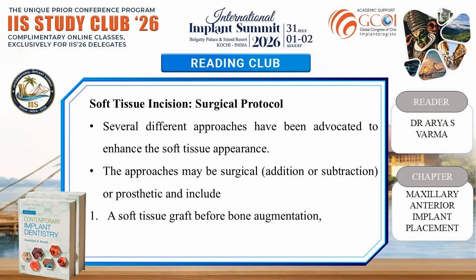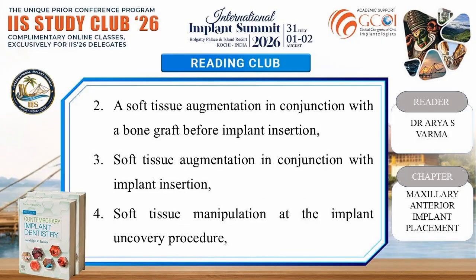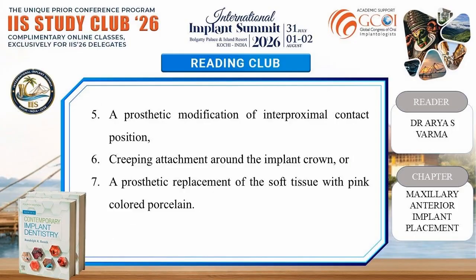Soft tissue incision surgical protocol. Several different approaches have been advocated to enhance the soft tissue appearance. The approaches may be surgical, addition or subtraction, or prosthetic, and include: 1. A soft tissue graft before bone augmentation. 2. A soft tissue augmentation in conjunction with a bone graft before implant insertion. 3. Soft tissue augmentation in conjunction with implant insertion. 4. Soft tissue manipulation at the implant uncovery procedure. 5. A prosthetic modification of interproximal contact position. 6. Creeping attachment around the implant crown. Or 7. A prosthetic replacement of the soft tissue with pink colored porcelain.